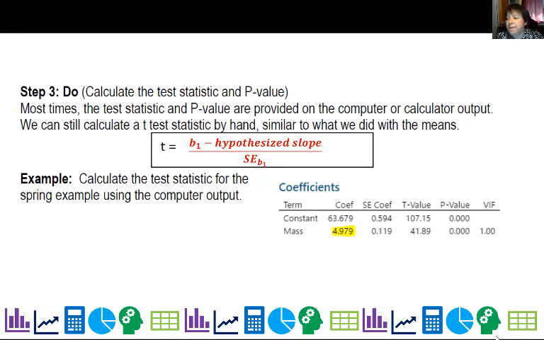So I actually have highlighted the slope and the standard error for the slope. If I calculate the test statistic by hand, you can see it's 4.9790 divided by 0.119, or 41.84. By the way, that's really close to that t-value, and I think the only reason you see any difference at all is there's some rounding going on here, and I used rounded values. So a lot of times, honestly, you're not going to have to calculate this by hand. You might, but it's frequently on your computer output right there.